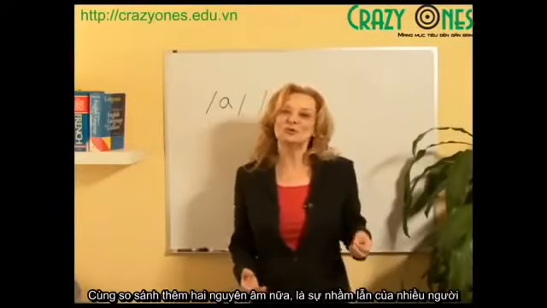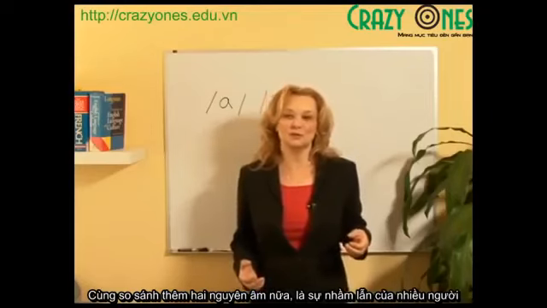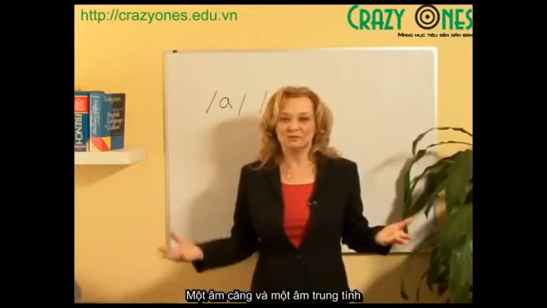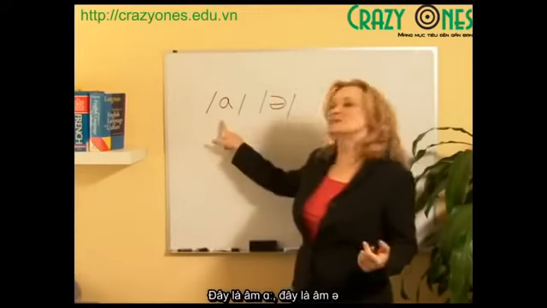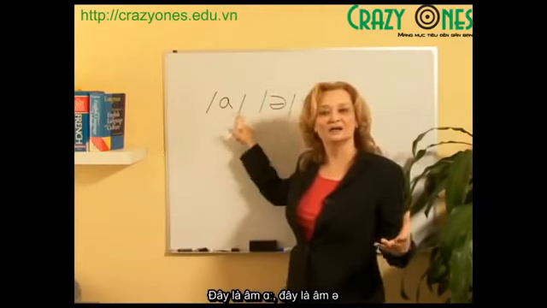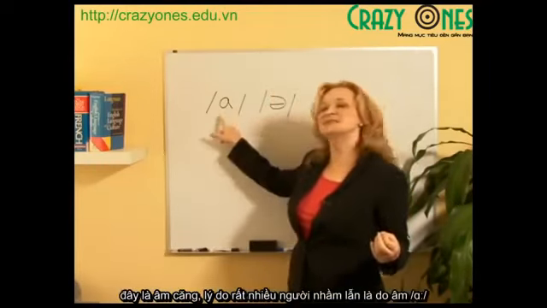Let's compare two more vowels that can be confusing to people. One of them is tense and one of them is neutral. This one is ah and this one is uh. This is the tense one.